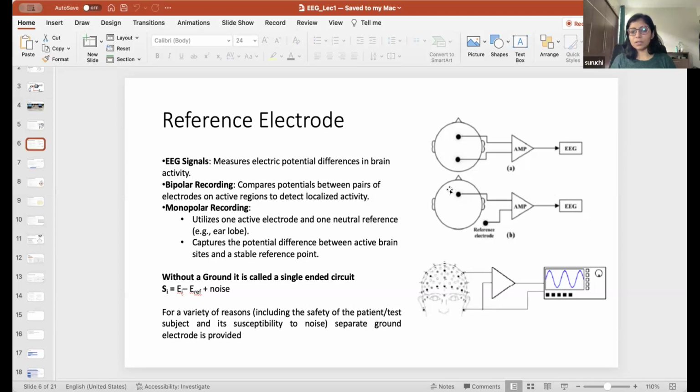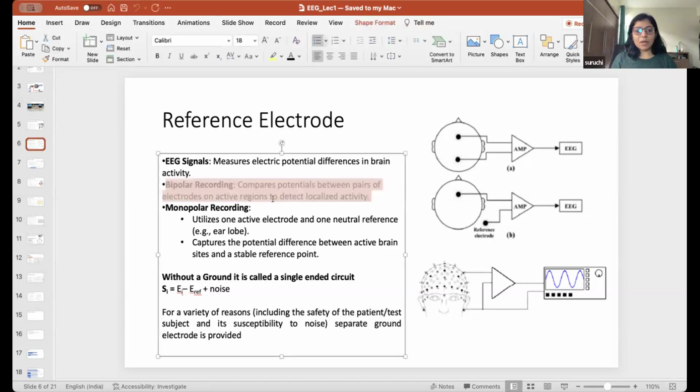So what you're measuring is the potential difference between these two electrodes, one reference and one electrode in the brain. If you had several electrodes, the difference is between any of these electrodes and the reference. So there's a fixed reference. That is very, very important.